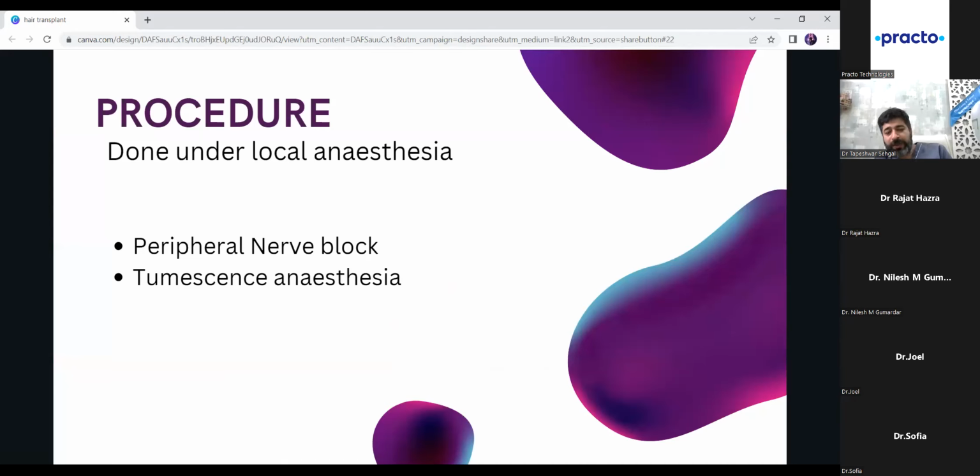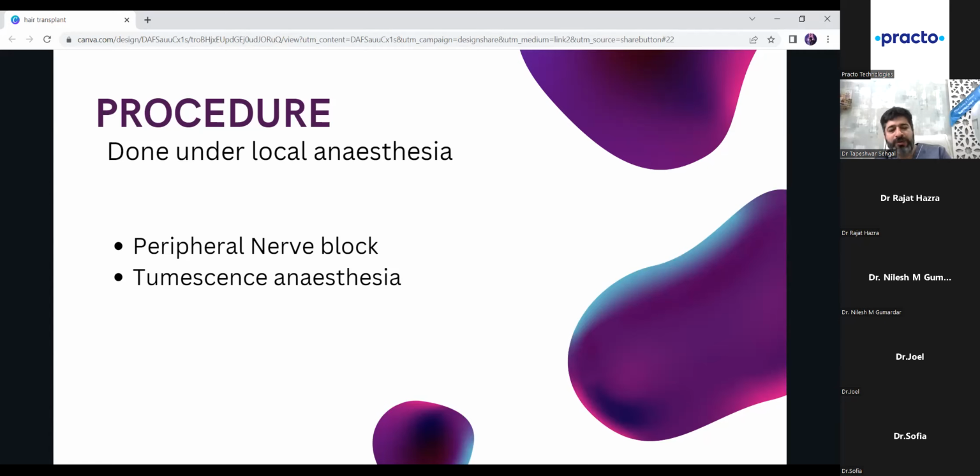Now coming to the actual procedure. It is a full daycare procedure. For a big hair transplant, the patient comes in the morning and goes back by late evening. It is done under local anesthesia, so the patient is awake throughout. The only discomfort is the needle prick for giving the local anesthesia, and that pain has been reduced by giving nerve blocks. Otherwise, the patient is comfortable throughout the surgery. He can be on his mobile or watching TV throughout.